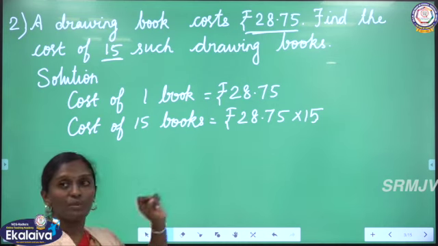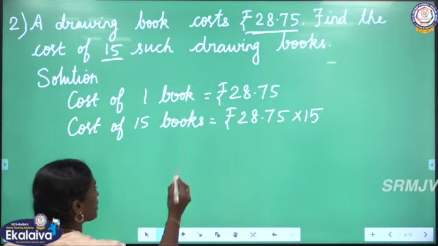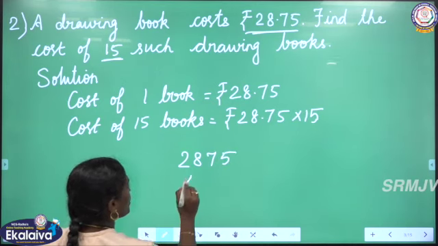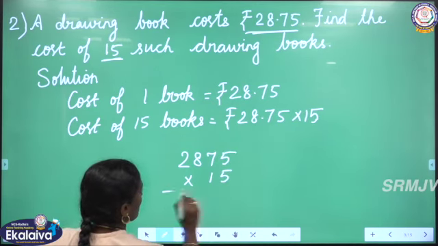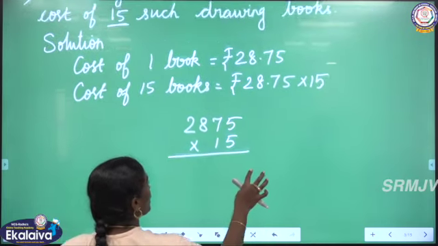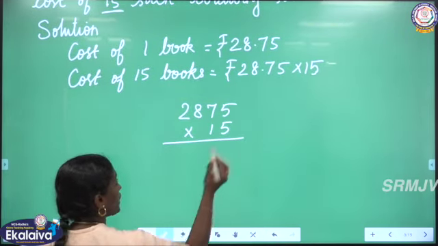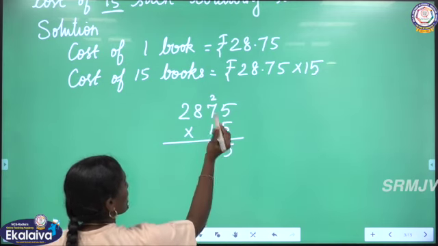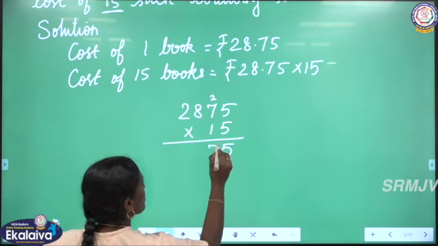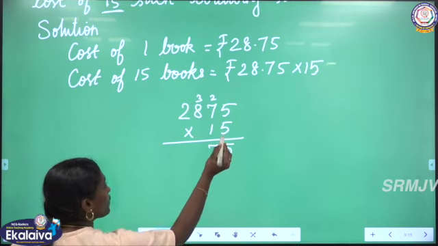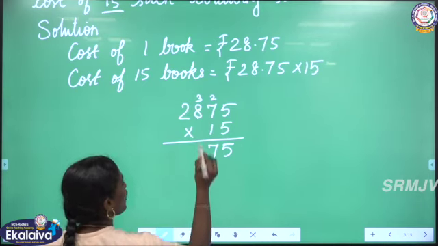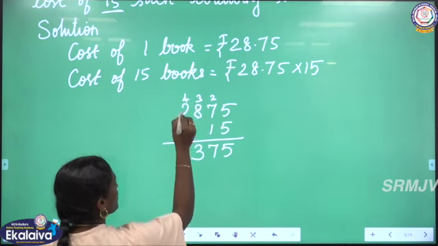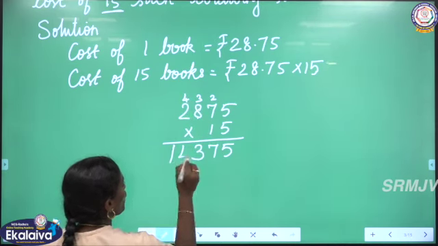While multiplying a decimal number, we have to take it as a whole number. So 2875 into 15. Now we are going to multiply these two numbers. Okay, here 5 5s are 25. 5 here, 2 carry over. 5 7s are 35. 35 plus 2, 37. 7 here, 3 carry over. 5 8s are 40. 40 plus 3, 43. 3 here, 4 carry over. 5 2s are 10. 10 plus 4, 14.